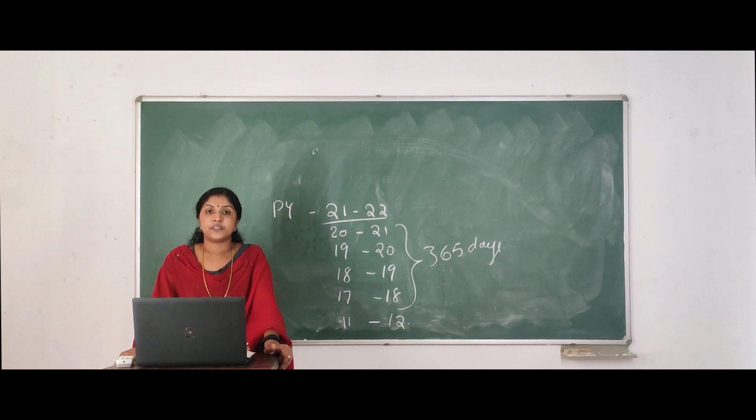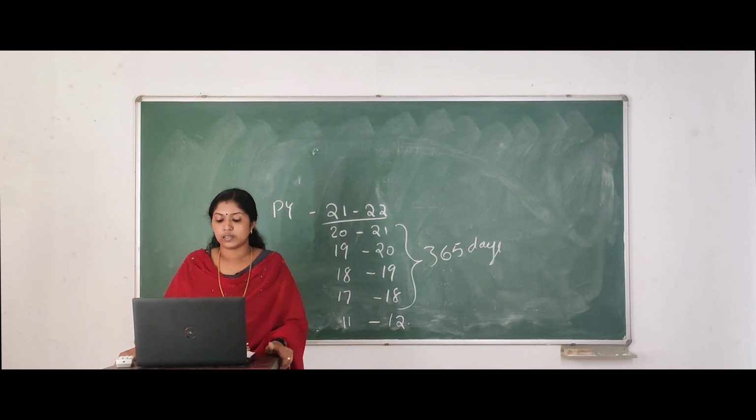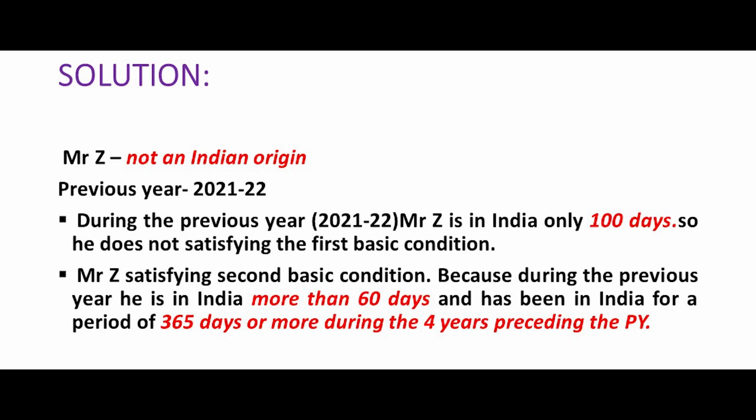First of all, we note a point, that is, Mr. Z is a foreign citizen. Here, which is the previous year? Previous year is 2021-22, right? Previous year is 2021-22.